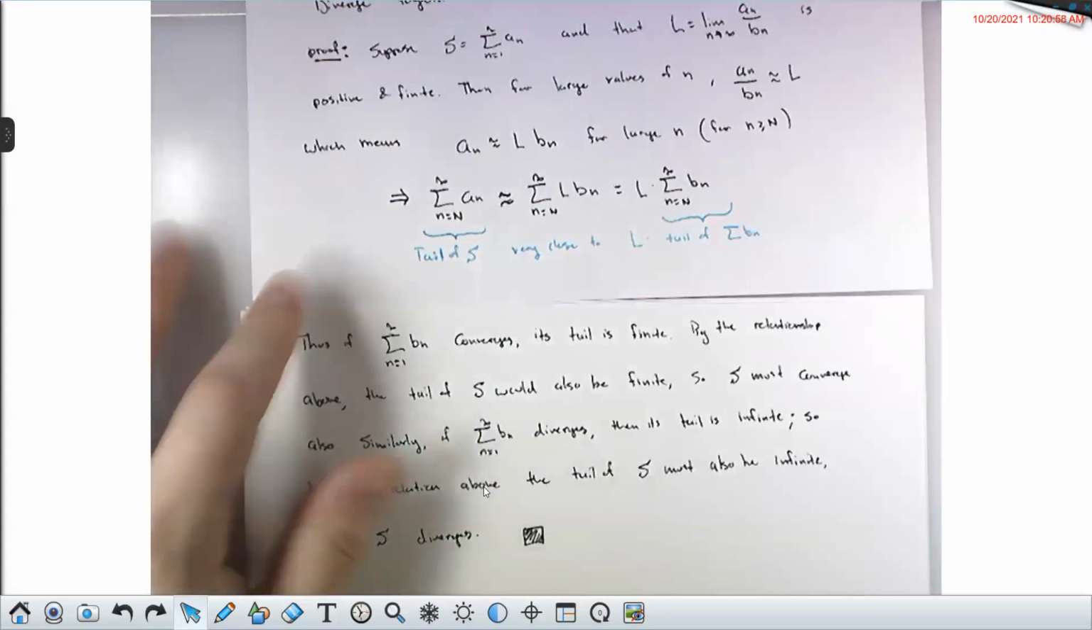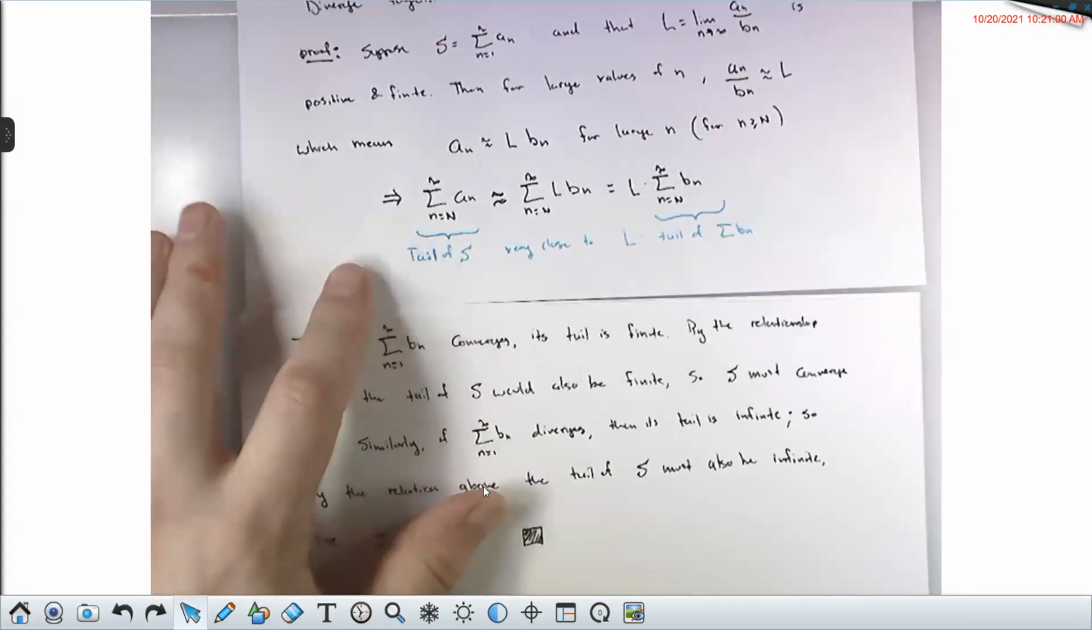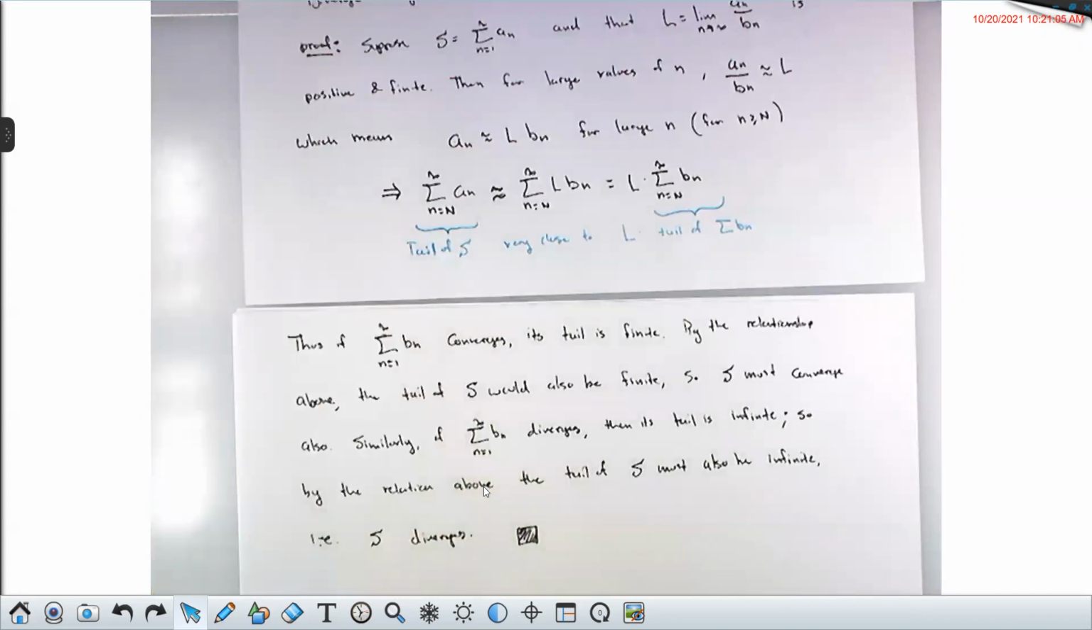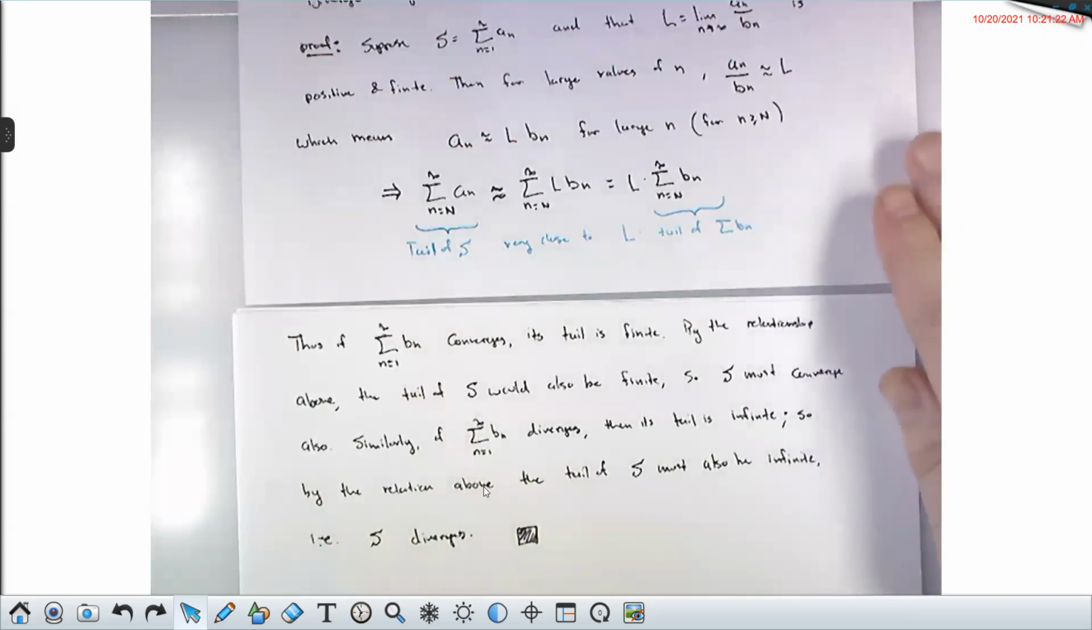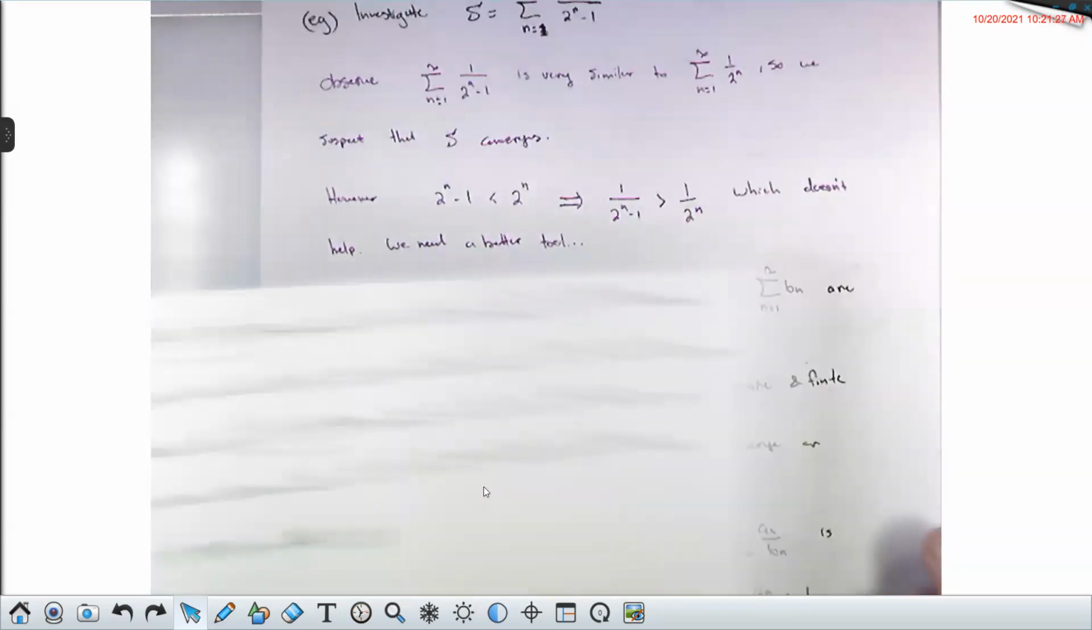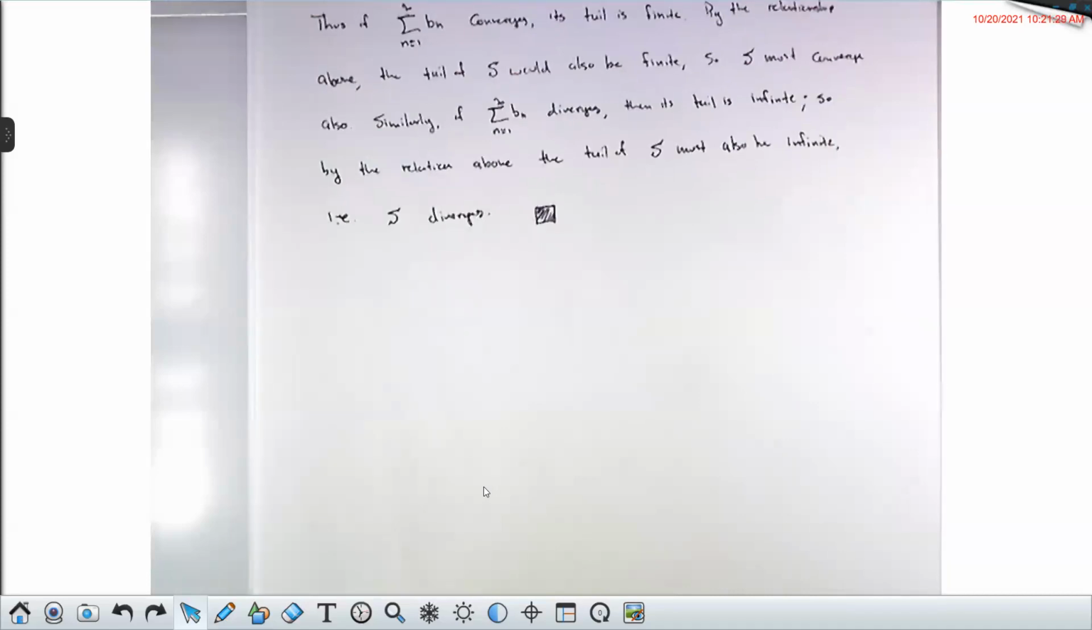You're not responsible for this proof, but I think understanding this proof will help you understand how the limit comparison test works, and that will help you use it correctly. Okay, let's use it. So we had a problem that we were trying to solve. Let me return to that problem.